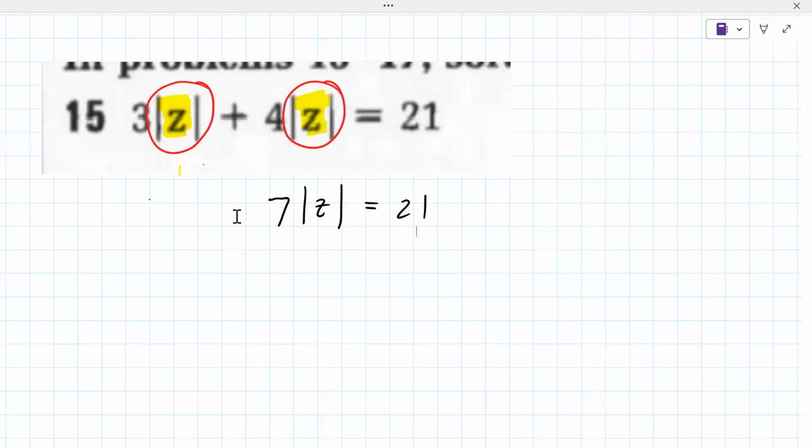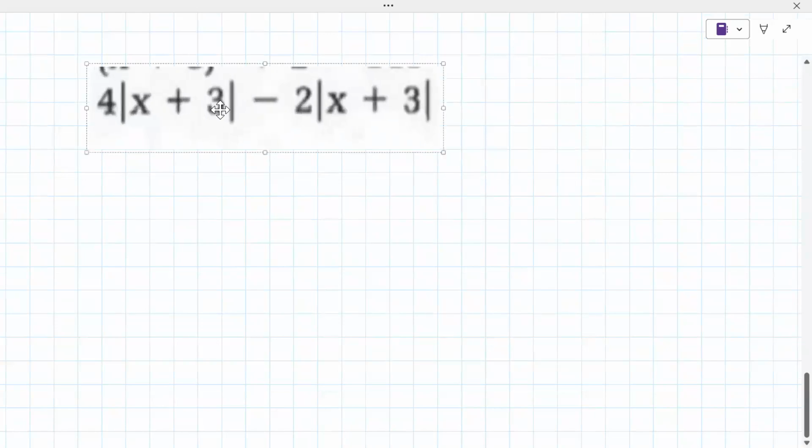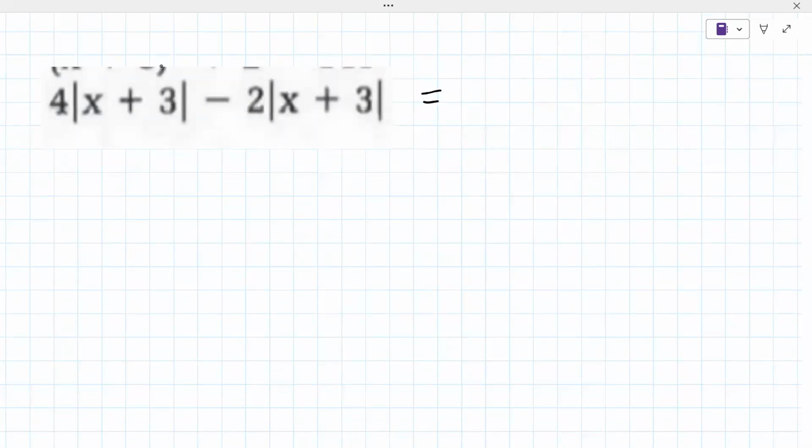Is it z equals 3 and negative 3? Okay, so you got that down. Now, it applies no matter what you have in here. So let's say, I'm going to just change the problem. I don't know why they chose numbers so large. Let's say if this equals, let's see here, 12, okay? All right. So how many absolute value of x plus 3s do you have? 2. Okay, so I want you to solve this from here, please.